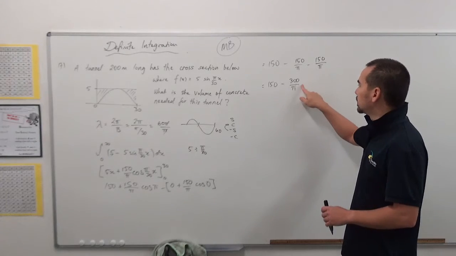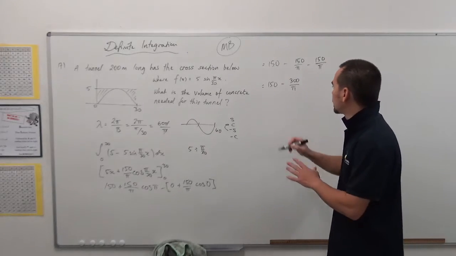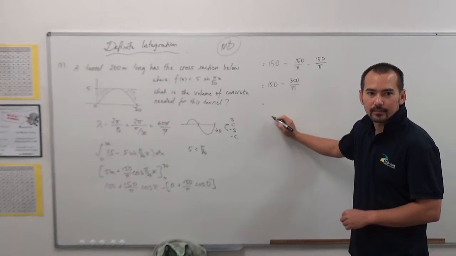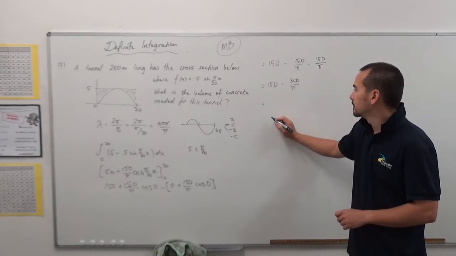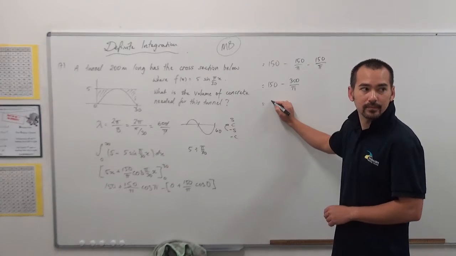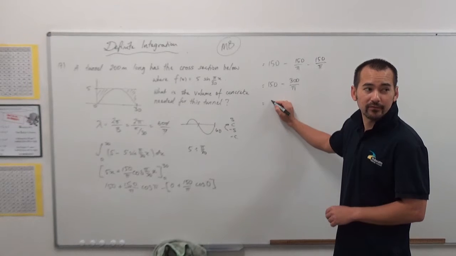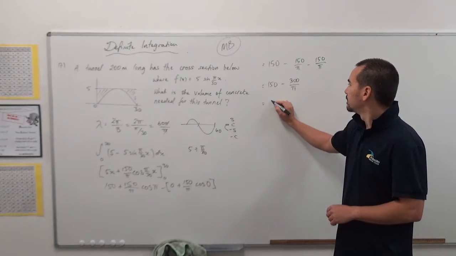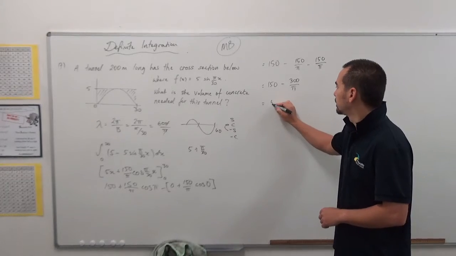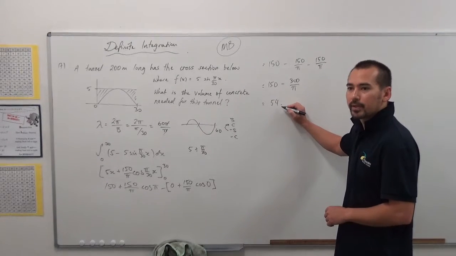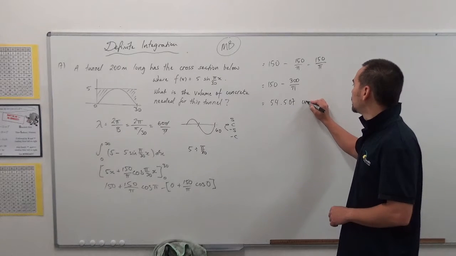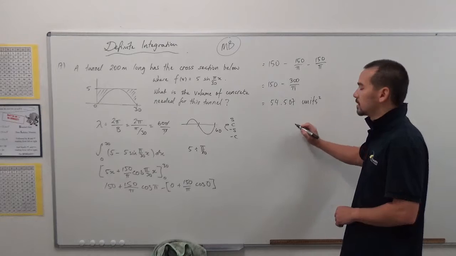So, we're ready to type this into our calculator now. Let's get a value for it. 150 minus 95.5, so 54.507. And this will be an area, so it's units squared.